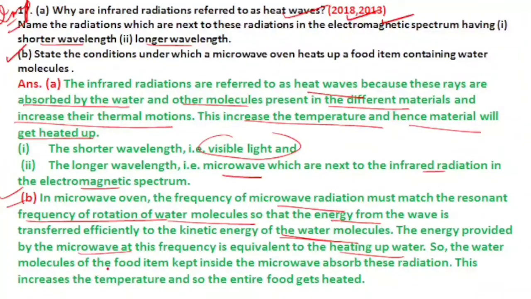So the water molecules of the food item kept inside the microwave absorb this radiation, and this increases the temperature, and so the entire food gets heated. So you have to write 2-3 lines in this way, right? Hope it's clear to all of you.